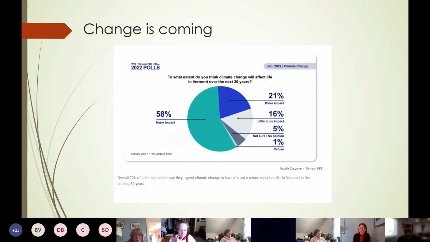Now, most Vermonters do believe that change is coming. Here are results from a recent VPR Vermont PBS poll that found that 58% of Vermonters think climate change will have a major impact on life here in the next 30 years. And in fact, only 16% said they don't expect to see much of an impact at all. So we know change is coming. We just need the community will to address it. And that comes from a message that galvanizes people to action.